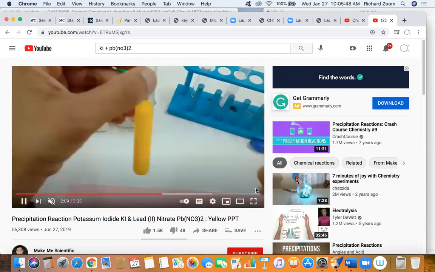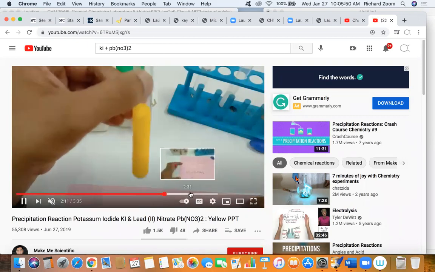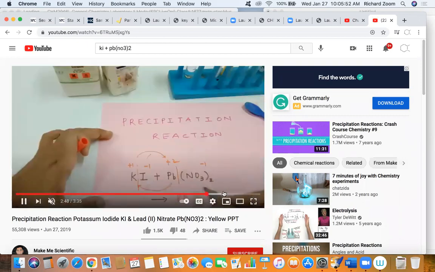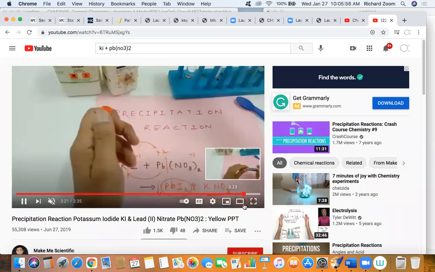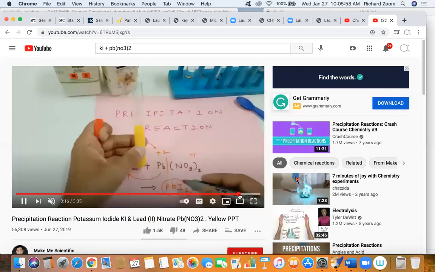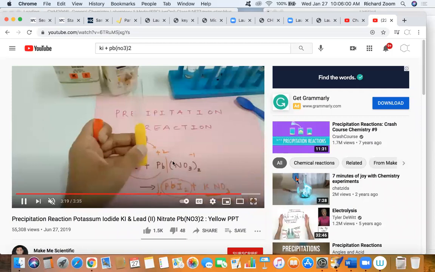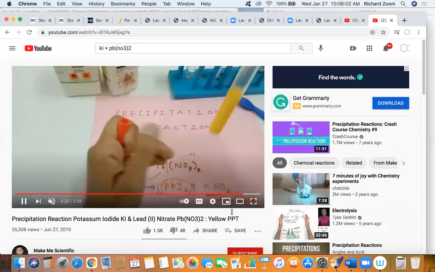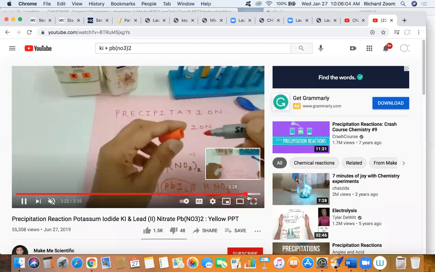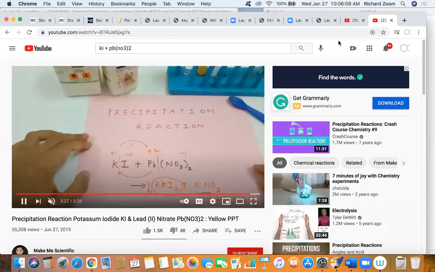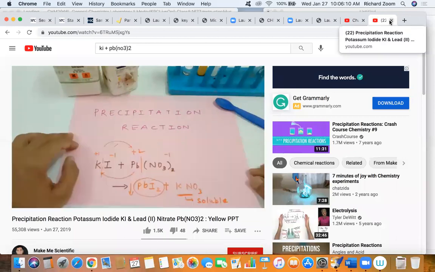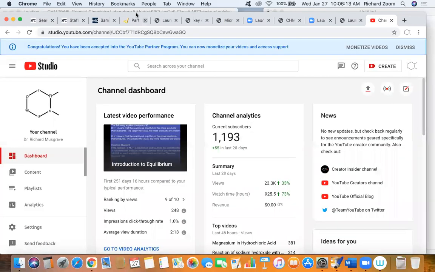So if you let that sit for a bit, you can actually look at it. You can see that there's a bunch of solid on the bottom, and that's the precipitate that's formed. And we need to be able to figure out what that precipitate is as well. So that's an example of what we're doing.